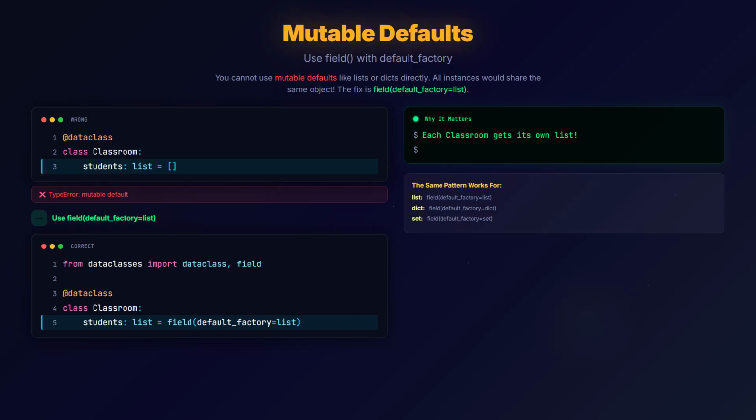The fix is to use the field function with default_factory. Watch the correct code on the left. We write field(default_factory=list). Now, every Classroom instance gets its own fresh, independent list. The same pattern works for dictionaries and sets. Just replace list with dict or set in the default_factory argument.